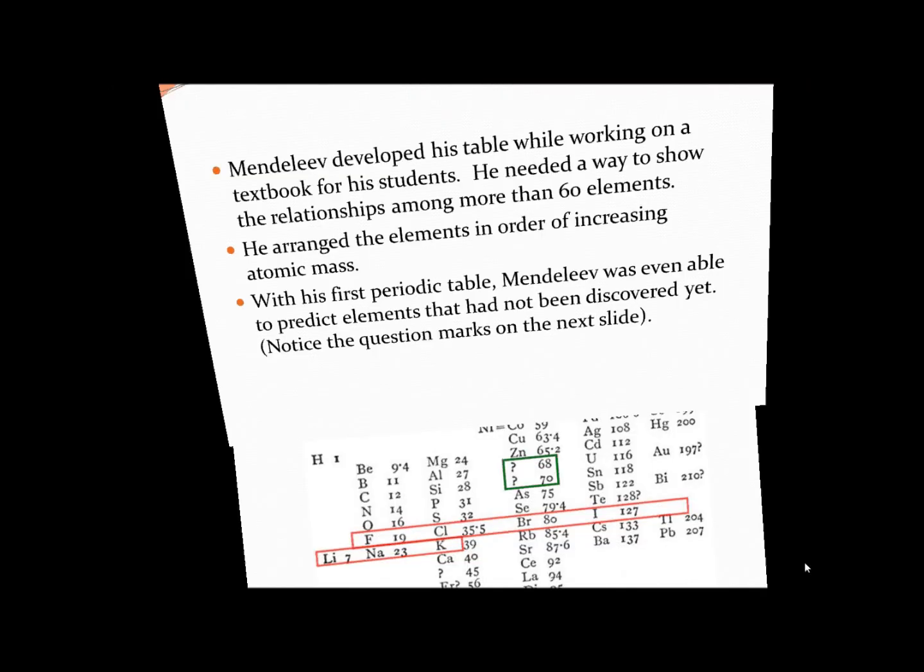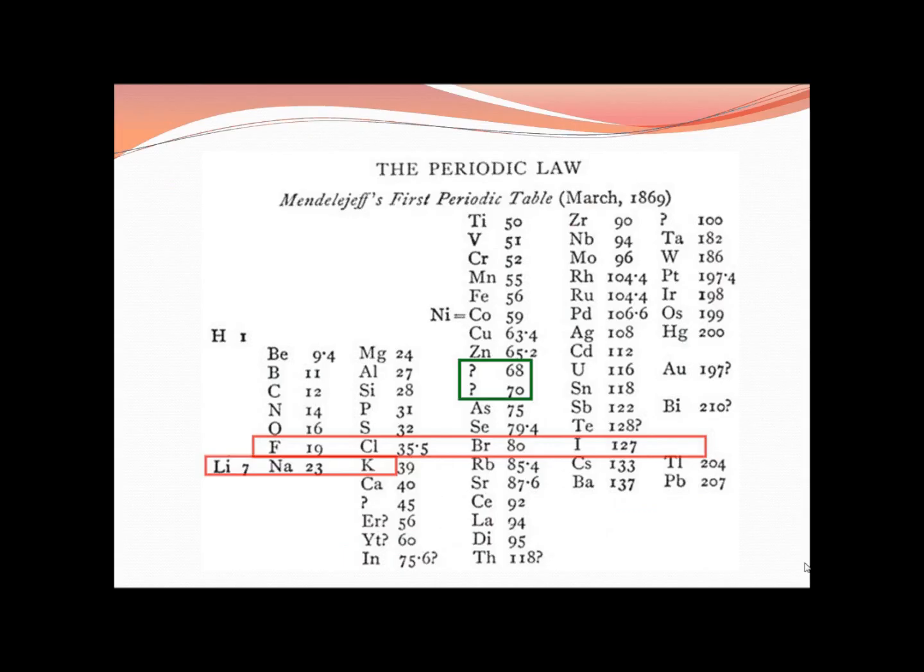And notice the question marks on the picture. On this grouping, there's a question mark right there, a question mark in the green box, but he was able to see, well, these have similar chemical properties and these don't, so I know I have to have a gap in there. And so it's very cool that he was able to do this because he predicted elements that we hadn't even thought of before or hadn't found yet.